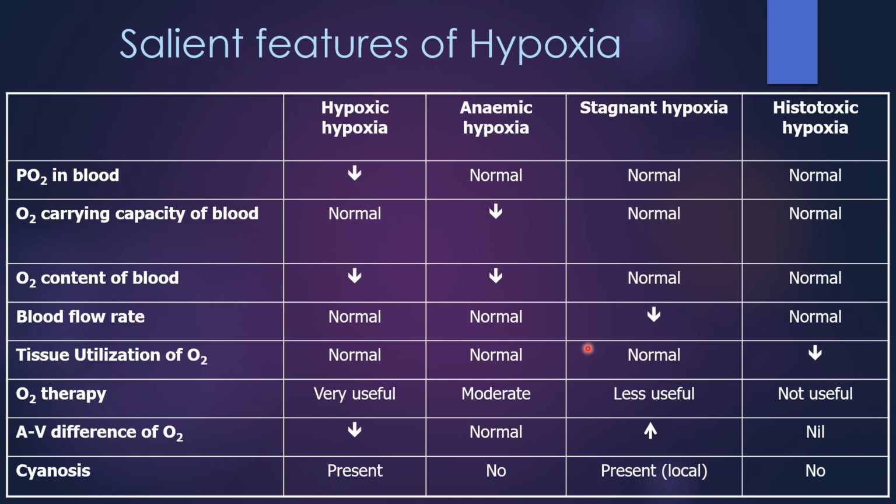In stagnant hypoxia, blood flow is decreased, and the arteriovenous difference of oxygen is increased. So locally they may have cyanosis. In histotoxic hypoxia, there is a tissue utilization defect because of the inhibition of cellular respiration. There will not be any cyanosis and no difference in the arteriovenous oxygen level.